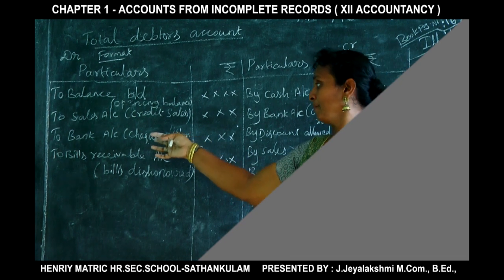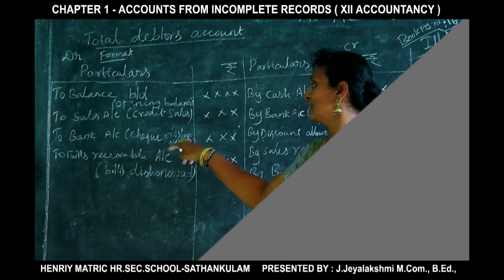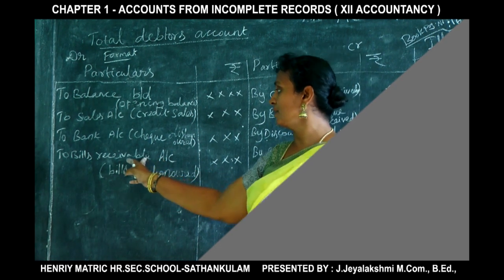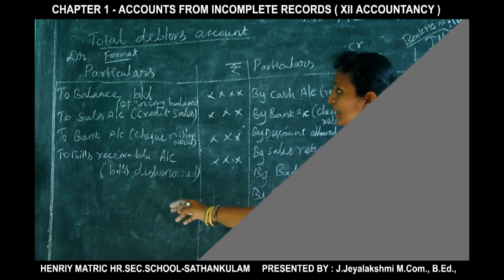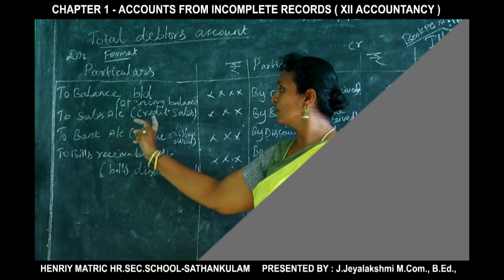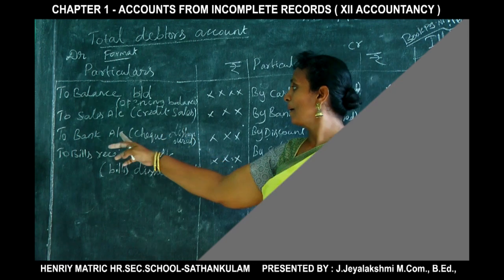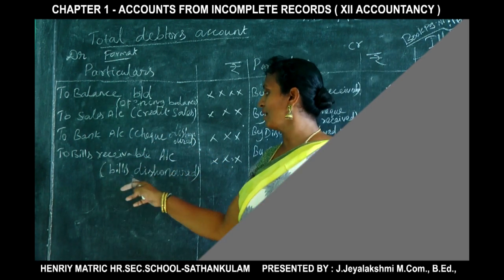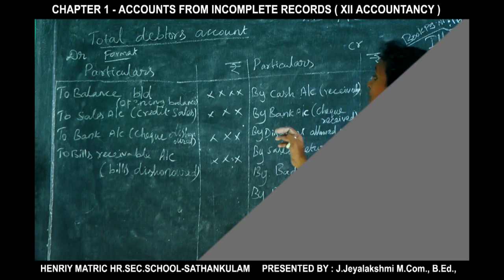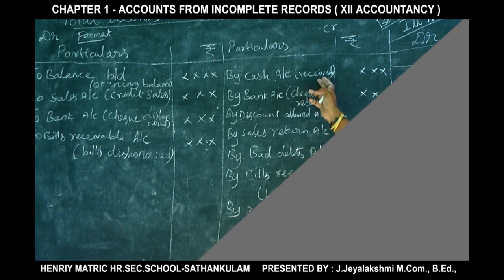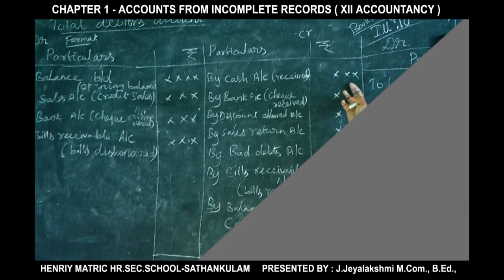So we have to consider the check dishonored. Then bills dishonored, bills received that are dishonored, should be taken up. How much extra should be taken up? Opening balance. In the sales account we have to consider credit sales. In the bank account we have to consider check dishonored. In bills received we have to consider bills dishonored. Then credit sales we have to take to the cash account, and the amount which we have received should be noted here.